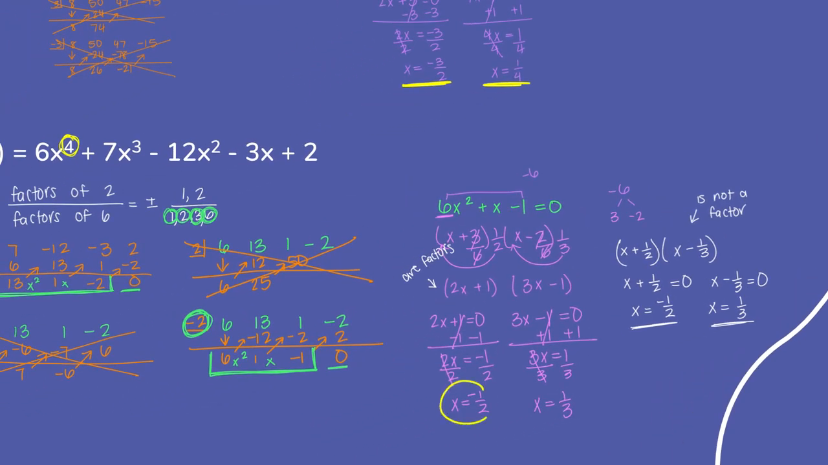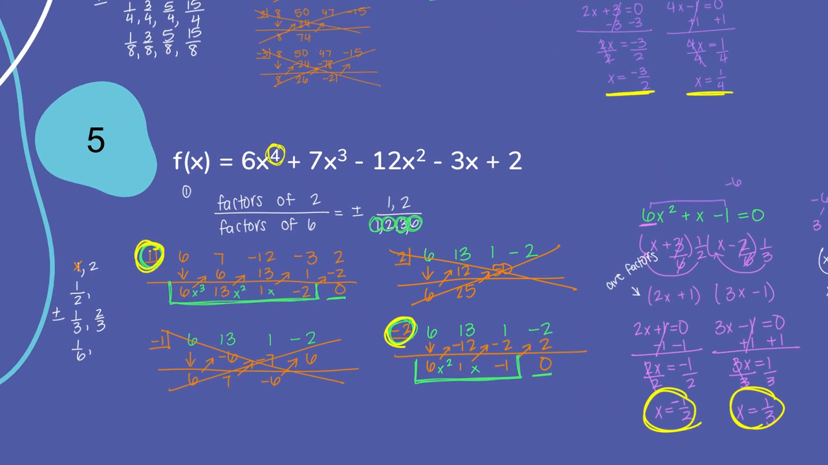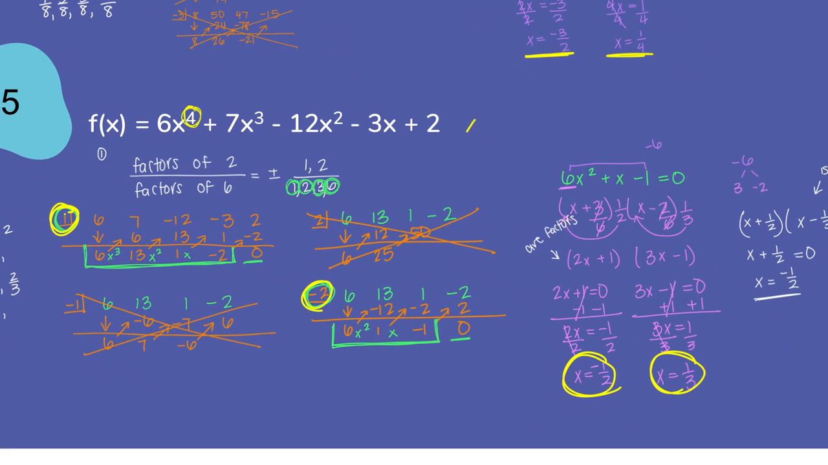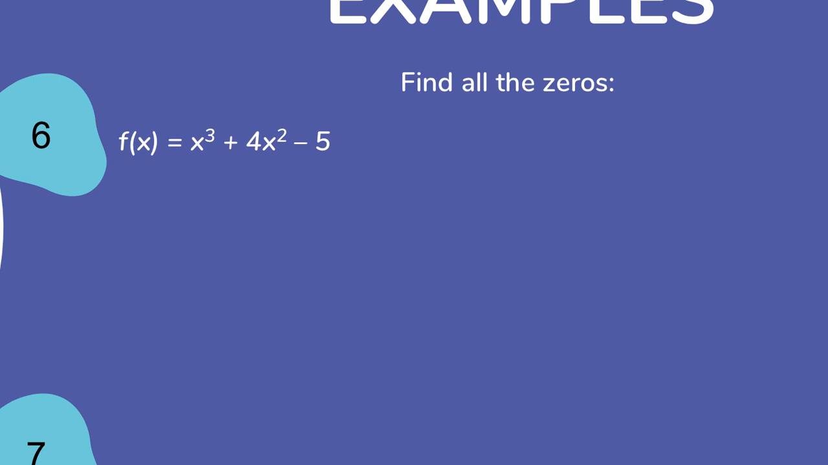What do I have? I have positive 1, negative 2, so x equals positive 1, negative 2, negative 1/2, and a positive 1/3. These would be my answers. And again, I have 4. Okay, so please check your work on these. All right, going ahead to number 6.